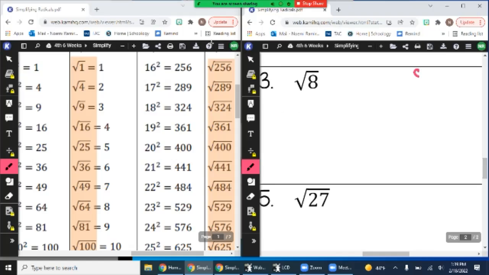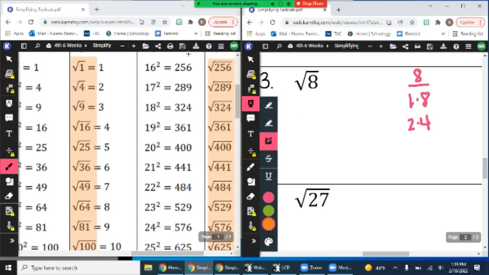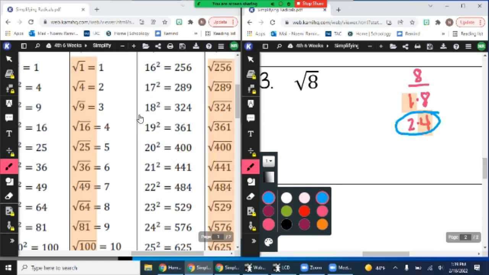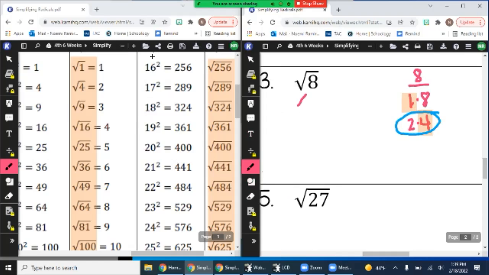All right. 8. What are my factors of 8? 1 times, 2 times, and what are my perfect squares? 1 and 4, with the biggest one being 4. And which one am I going to write in the front? 4. Root 4 times square root of 2, and the square root of 4 is 2, correct?